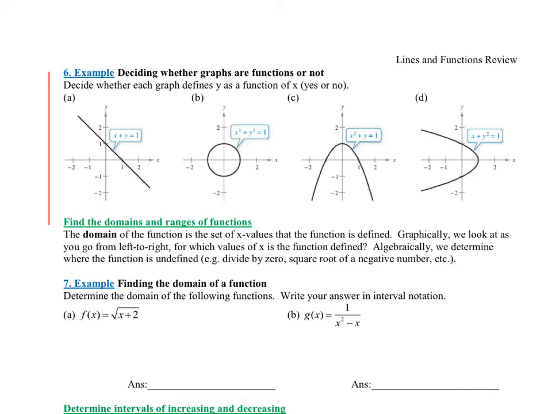Again, with a picture, when you're looking at the graph, you're looking at, does it pass the vertical line test? A vertical line meaning if any vertical line touches the graph more than once, then it is not a function. If the vertical line touches the graph at most once, then it is a function.